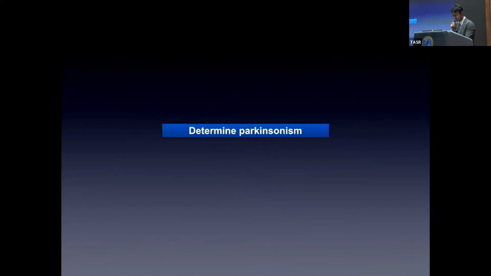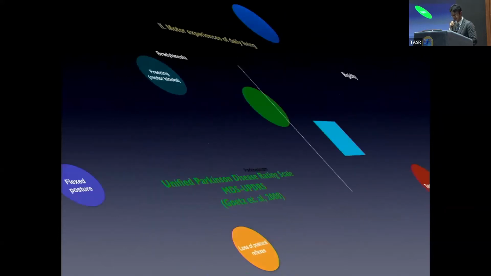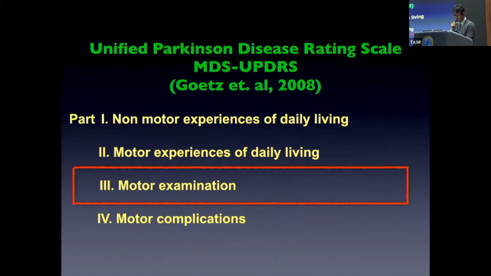To determine Parkinsonism, as I mentioned in the first slide, the first four: bradykinesia, rigidity, tremor at rest, and loss of postural reflexes, plus the freezing motor blocks and also the flexed posture. We normally use the 2008 Movement Disorder Society Unified Parkinson Disease Rating Scale, and the motor part is Part 3, the motor examination.